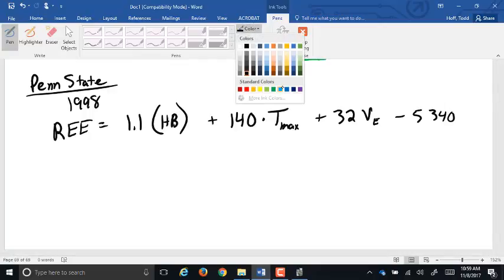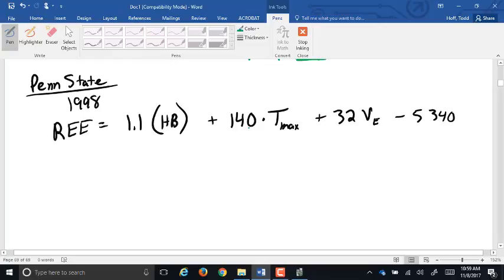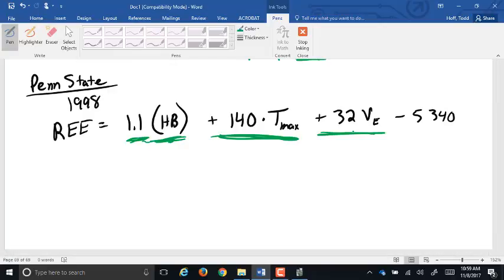In that equation, which values have a positive effect? If your Harris-Benedict value goes up, does that increase your resting energy expenditure? Yes. If your body temperature goes up, does that increase your energy expenditure? Yes. If the volume of air you inhale and exhale goes up, does that increase your energy expenditure? Yes. And how did we know that those all increase? Because they're positive numbers. Exactly.